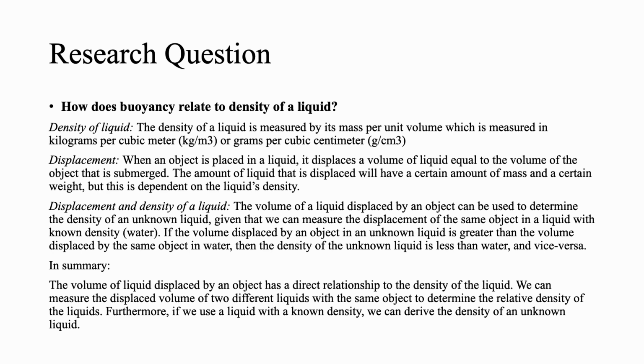So in summary, the volume of liquid displaced by an object has a direct relationship to the density of the liquid. We can measure the displaced volume of two different liquids with the same object to determine the relative density of the liquids. Furthermore, if we use a liquid with a known density, we can derive the density of an unknown liquid.